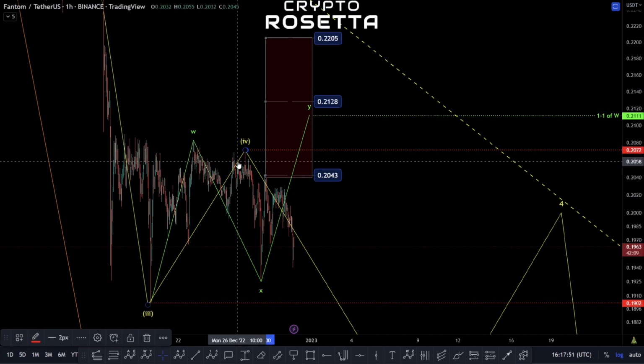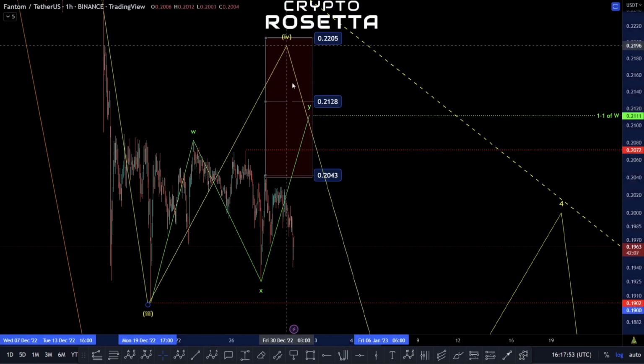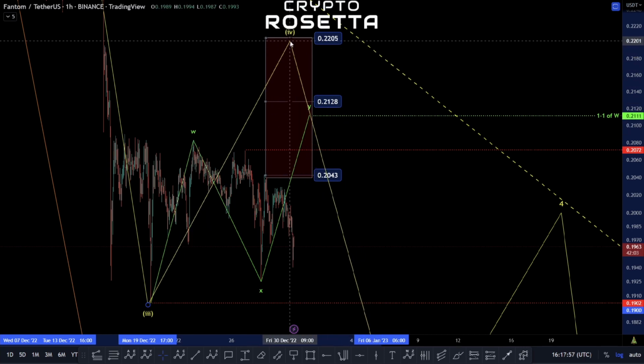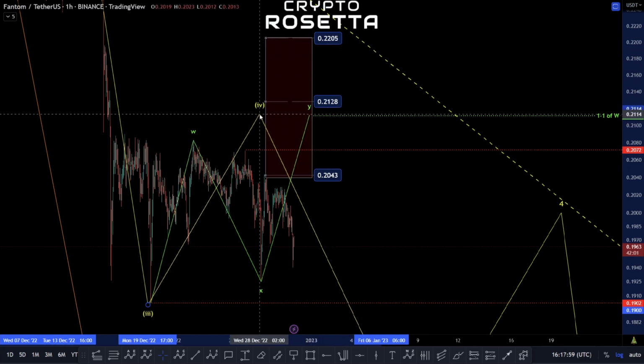I think either we've completed our 4th wave here and we're going to start to drop, or we've got a little bit left in this 4th and it's going to come back up and revisit this red box area, and then we're going to drop to the downside.